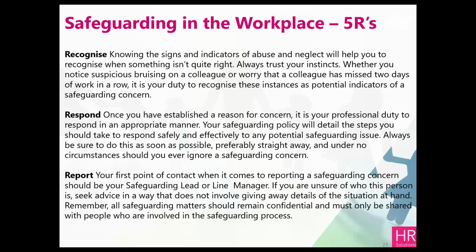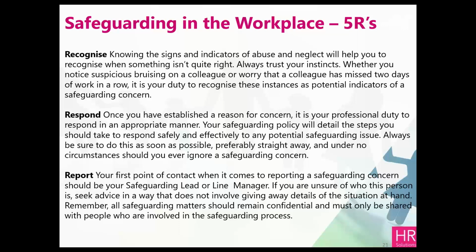If they're not available, talk to your line manager and just say, I've heard this, I've seen that, I've been made aware of that. If you're unsure of who this person is, seek advice in a way that does not involve giving away the details of the situation at hand. Remember, all safeguarding matters should remain confidential and must only be shared with the people involved in the safeguarding process. You can always make an anonymous call to your MASH hub, and I'm going to talk to you about what that is later, and we already mentioned it, but you don't have to give your details. It can be anonymous, so don't feel that you can't talk to anybody.